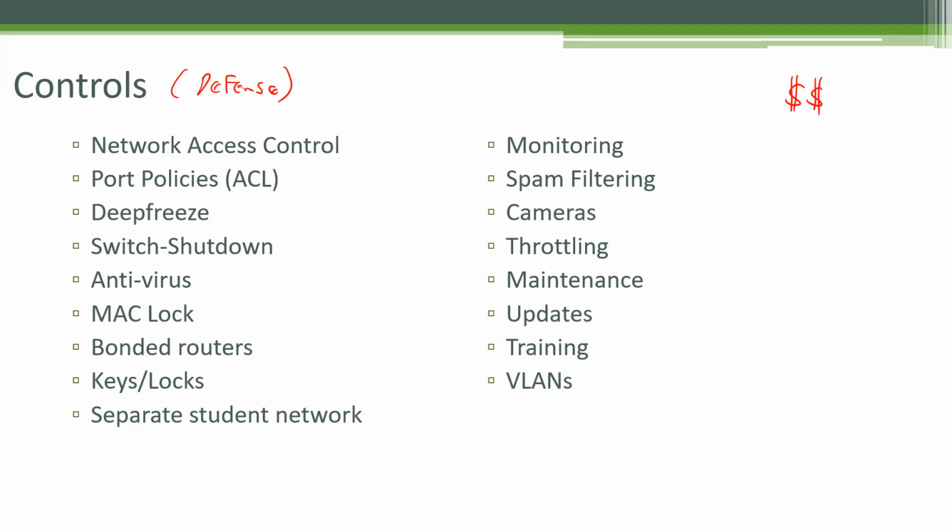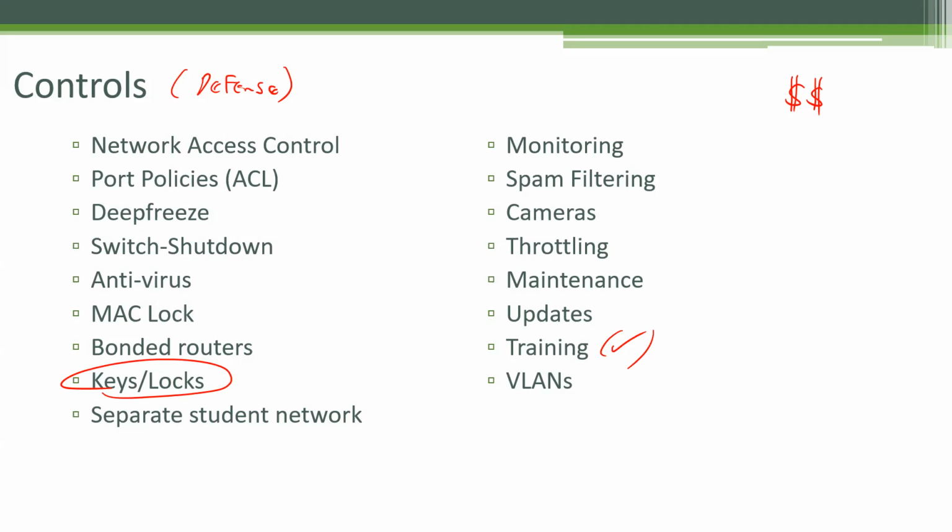So, network access control, the ACLs, the policies basically. Remember that a lot of this is going to be in policies. Technologies like Deep Freeze, antivirus, MAC locking, device hardening of routers, keys, and also simple things like locking the doors. Separating the networks, monitoring. As I said, for instance for Anderson, these are some of the things they have in place. So VLANs, but also training. They train not only the technical people but also the employees.